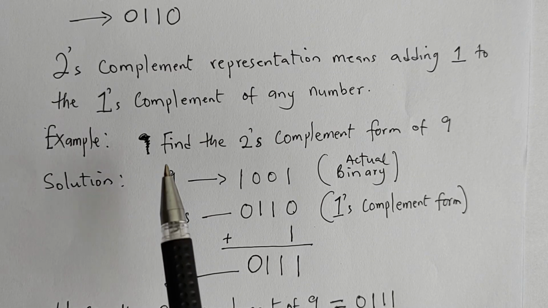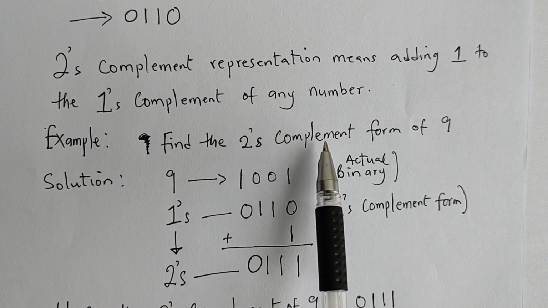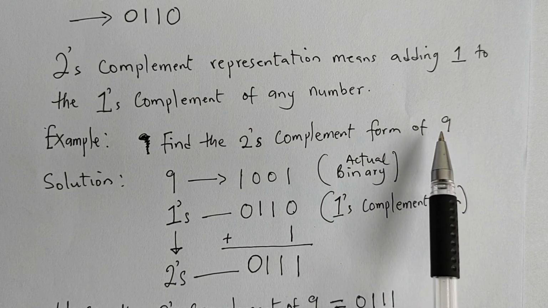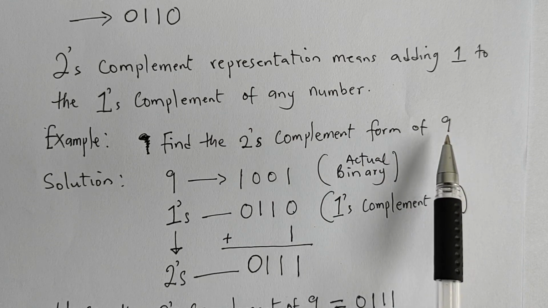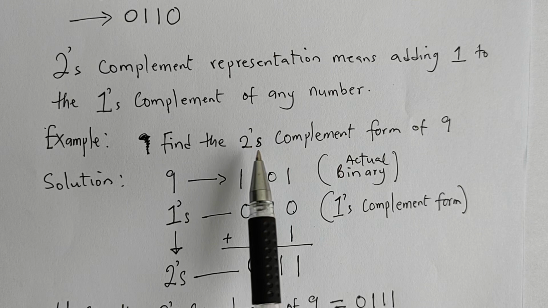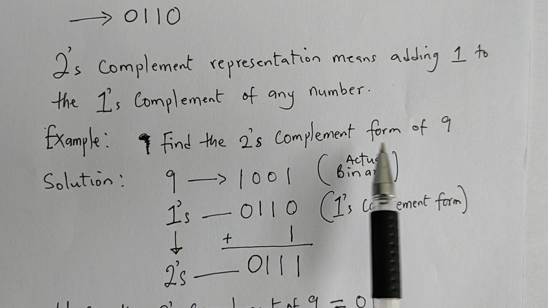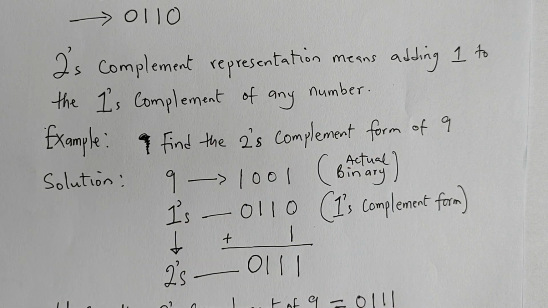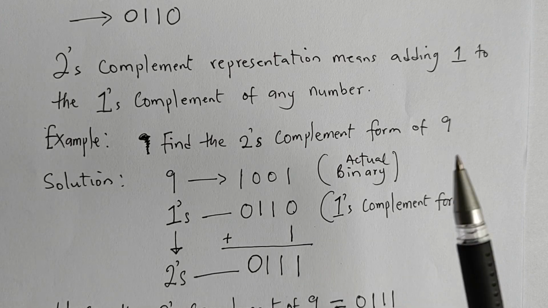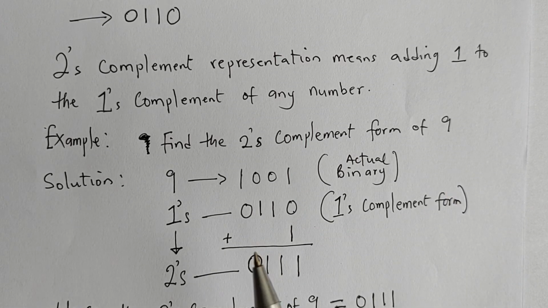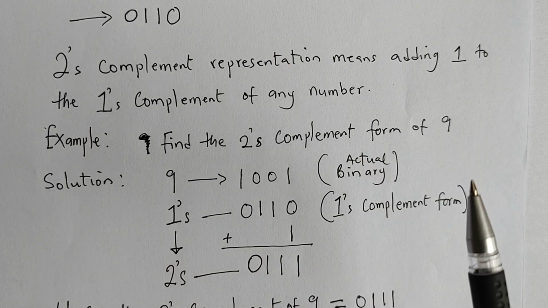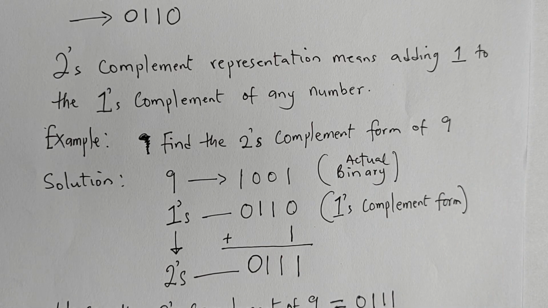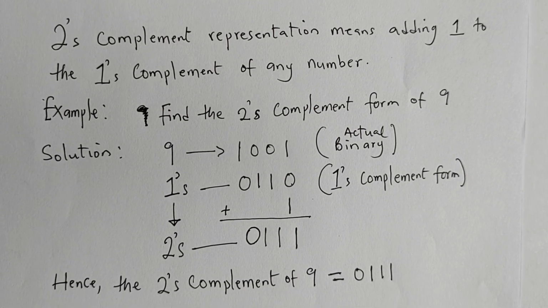For example, find the twos complement form of 9. If you're given this kind of question in your examination, it means that first you need to find the ones complement and then you proceed to obtain the twos complement. So I have documented the steps to make it very easy for you to follow through.